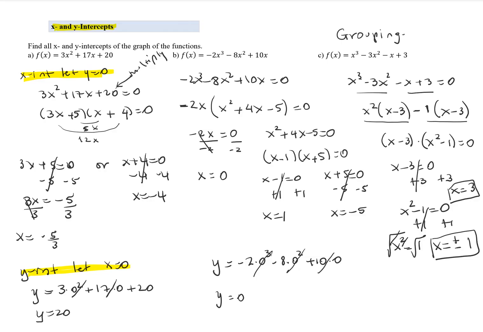Now to find the y-intercept, we will let x equal 0 into the original problem. We get 0 cubed minus 3 times 0 squared minus 0 plus 3. Drop all the 0 terms and you get y equals 3. That will be the only y-intercept.